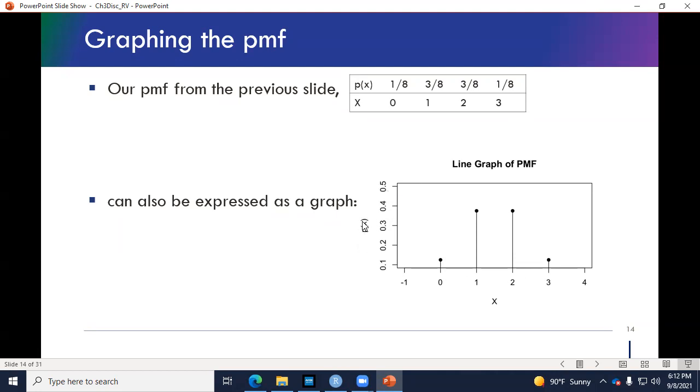It is the probability of x. So the probability of 0 is this 1 over 8. This is what a PMF looks like on a graph.